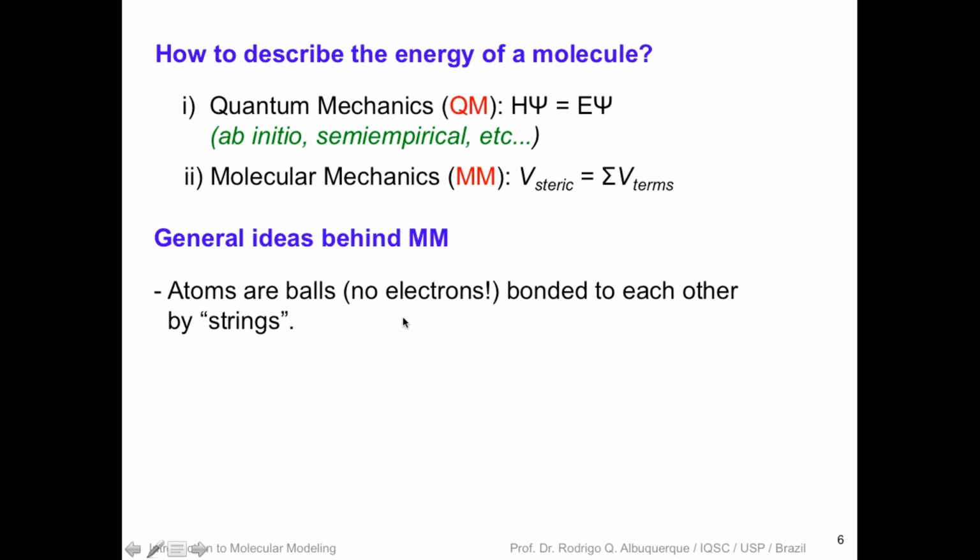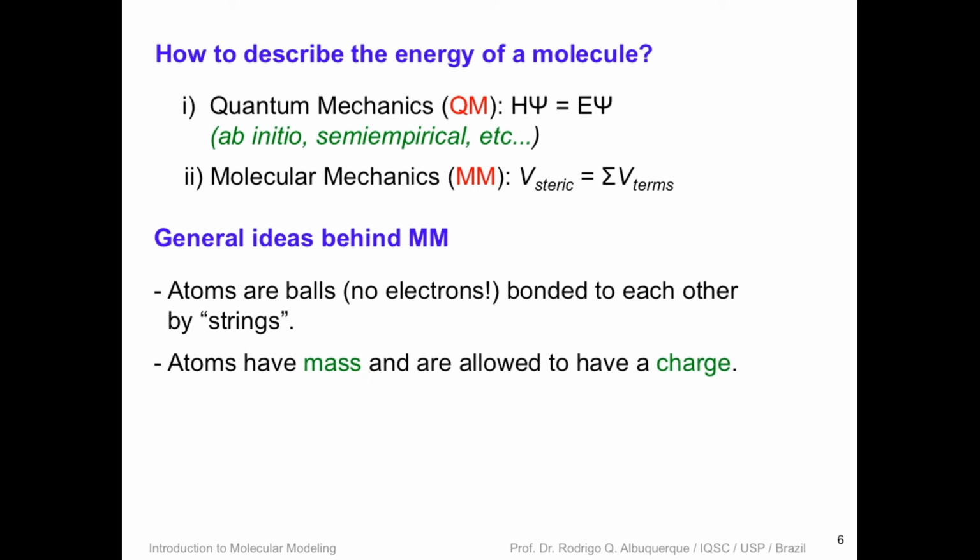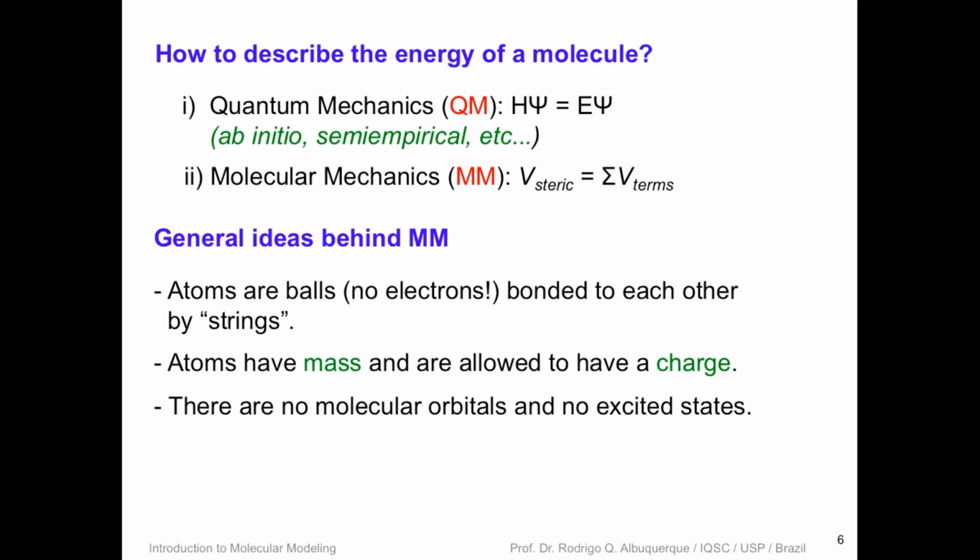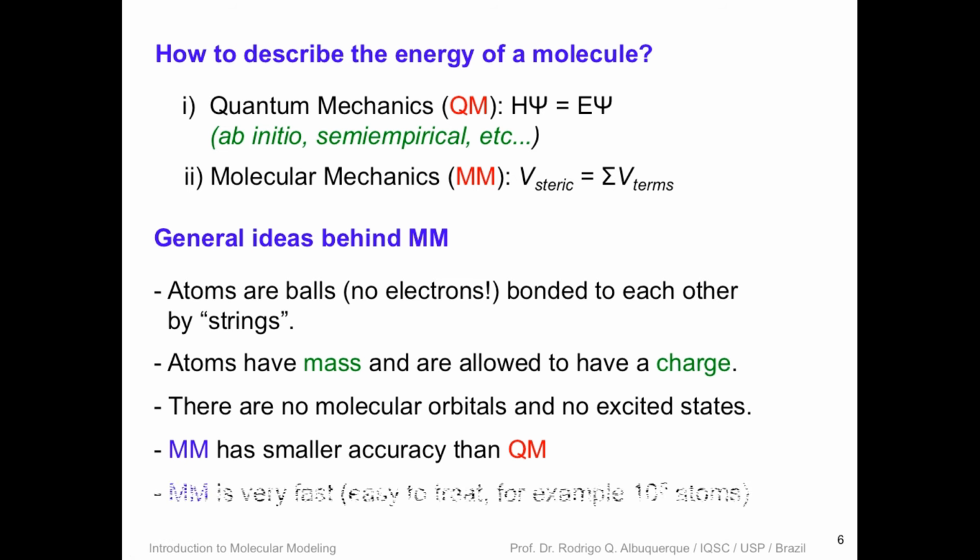General ideas behind the molecular mechanics. Atoms are balls. There are no electrons, so the electron is not put explicitly inside this model, and the balls are bonded to each other by strings. Atoms have a mass and are allowed to have a charge. There are no molecular orbitals and no excited states, as we have in quantum mechanics. Molecular mechanics has smaller accuracy than quantum mechanics for many properties, but molecular mechanics is very fast. It's easy to treat, for example, 10 to the power 5 atoms. So very large systems can be treated using molecular mechanics.